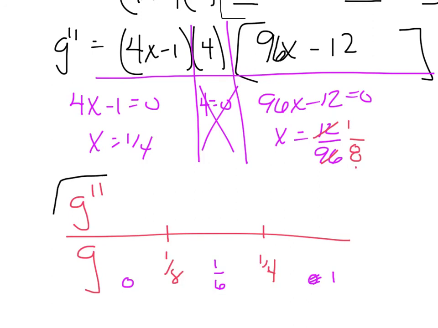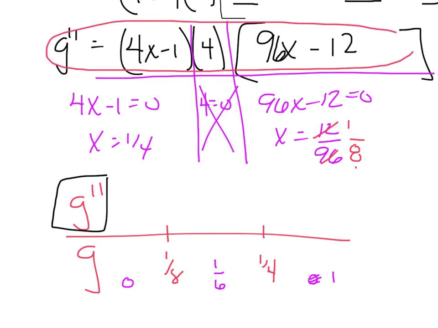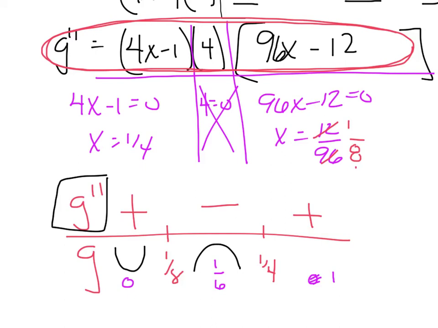We're going to plug them into g double prime. Let me just box in g double prime. I am plugging it into this factored version. That's usually easiest for me, and to see what I get. I'm going to go ahead and do my math. I get a negative, negative, positive. I get a positive. See, that turns out to be a negative. This turns out to be a positive. So I have concave up, concave down, concave up.